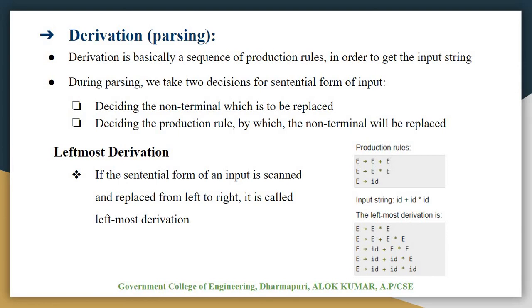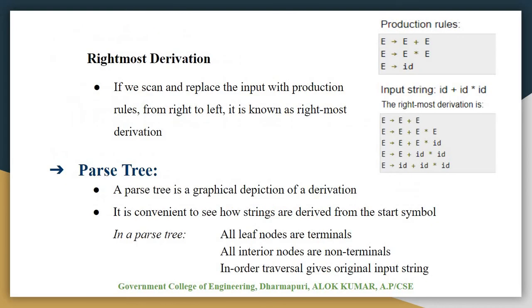After that, this E we will replace with id. Now in the next step we will replace this E with id, and in the last step we will replace this E with id. So here we are scanning from left to right, and this one we will say is leftmost derivation. In the same manner, this one is rightmost derivation.